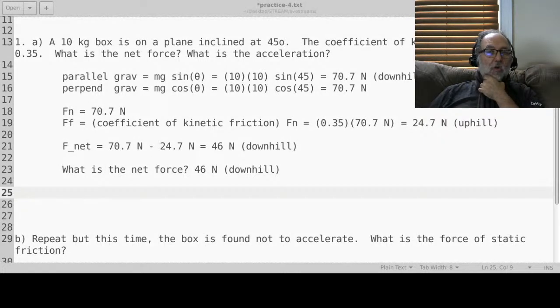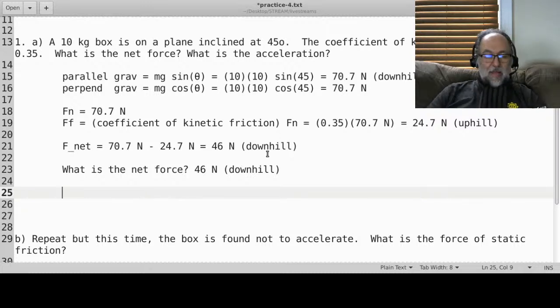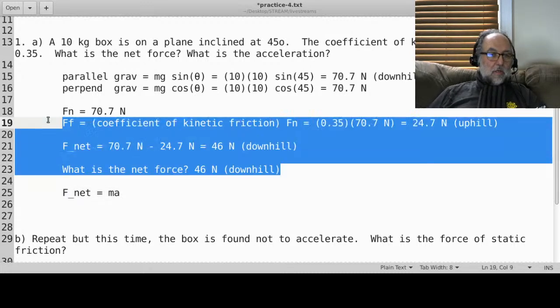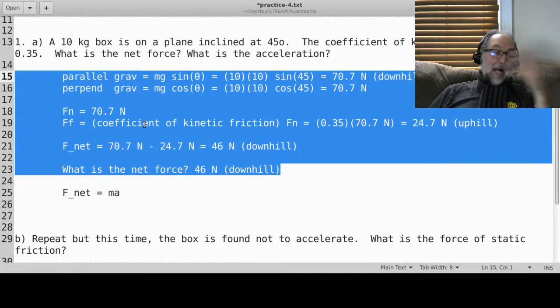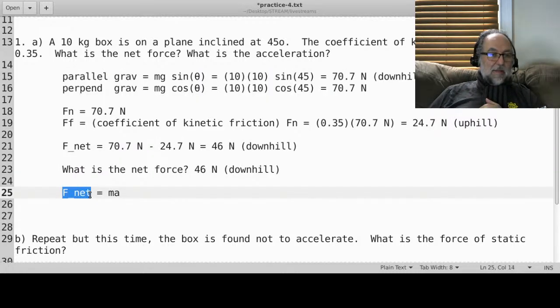Okay, so let's go on to the next question, which is what's the acceleration? Well, Newton's second law is basically F net is equal to ma. The whole point of all of this work, in a lot of these problems, the analyzing of the forces, is to get F net. Because F net is what comes into the second law.